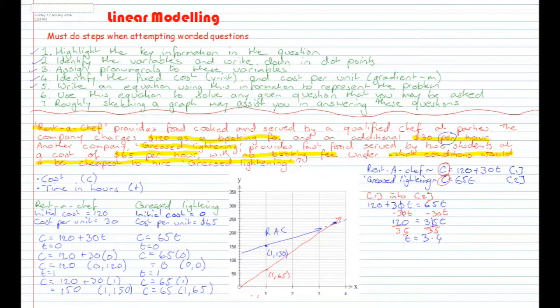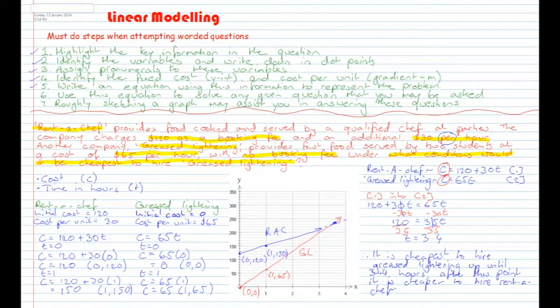Now the question is saying, under what conditions would it be cheapest to hire Grease Lightning? Essentially what that's saying is up until 3.4 hours it is cheapest to hire Grease Lightning, because you can see that by the graph here. After that point it's going to be more expensive to hire them, and it'll be cheaper to hire Rent-A-Chef. Therefore it's cheapest to hire Grease Lightning up until 3.4 hours. After this point it is cheaper to hire Rent-A-Chef. As you can see here, we've used the equation to solve the problem, and we've also drawn a graph to help assist us with answering this question.